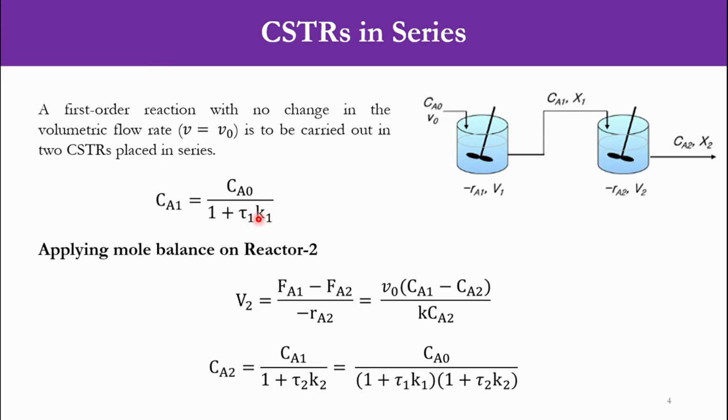So what we need to do is substitute that value over here, and accordingly Ca0 will be at the numerator, 1 plus tau 2 K2 will be coming here, and 1 plus tau 1 K1 will be coming over here. That is how the equation is represented.